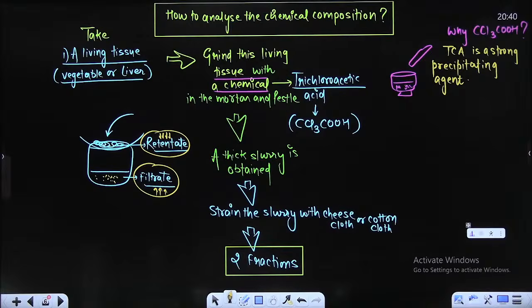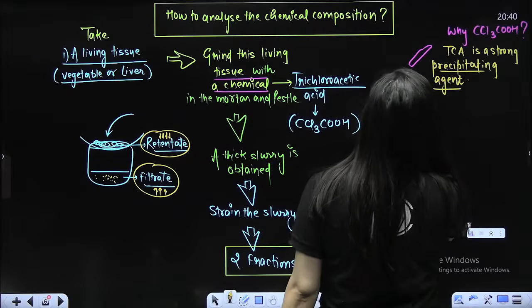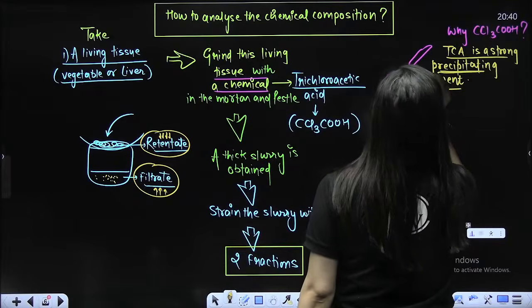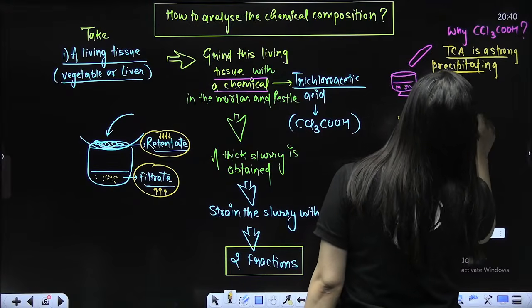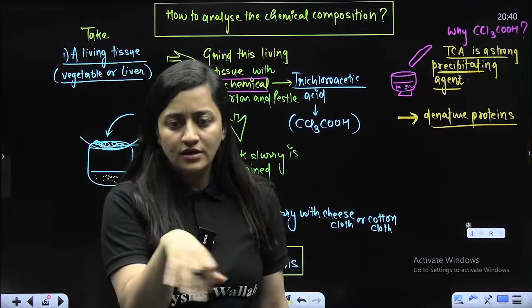Any doubts? So beta, it's a strong protein precipitating agent, because it's a strong acid. So it will do denaturation of protein. It will denature proteins. So ma'am, what will happen then? It will separate the proteins from all other compounds present there.